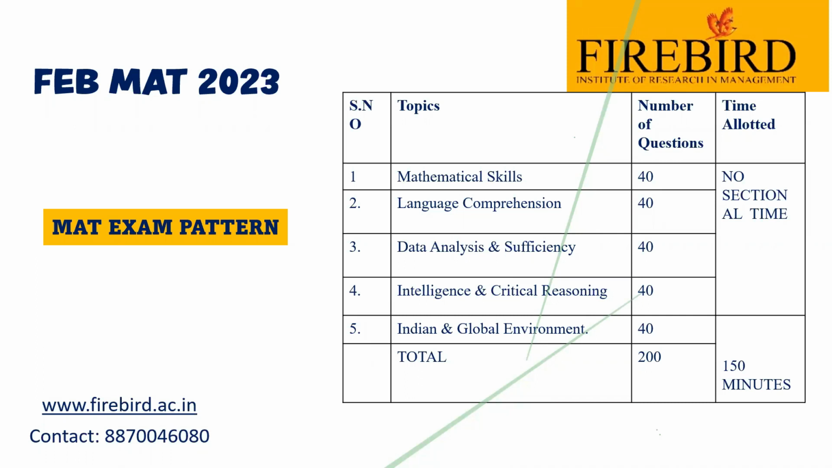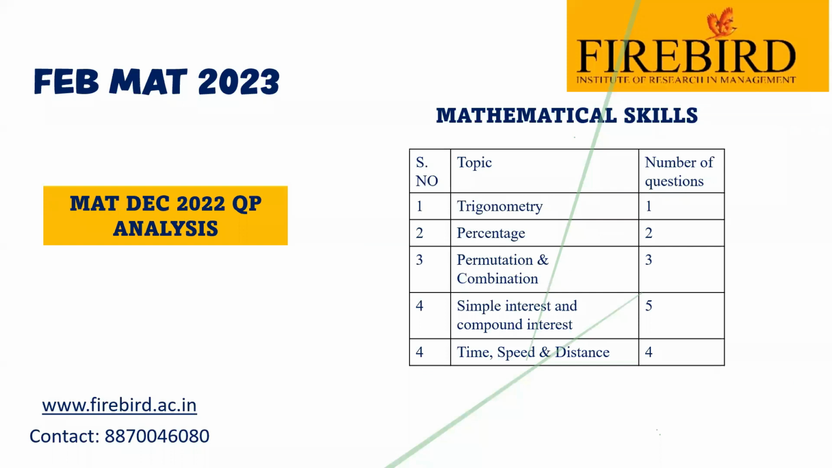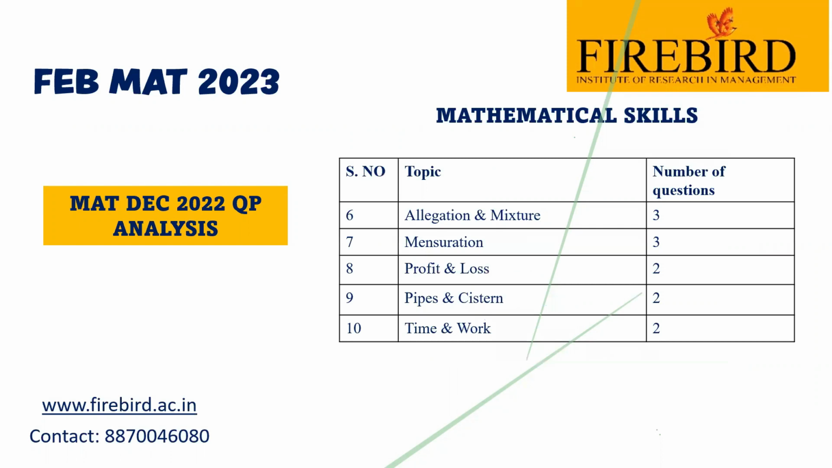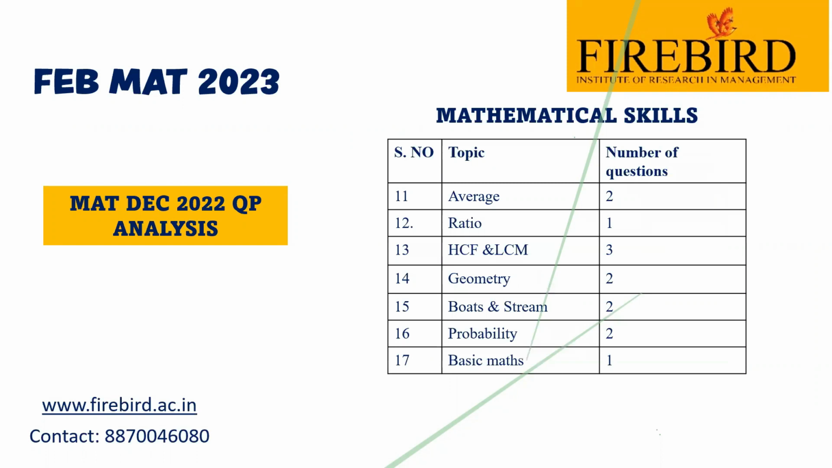Okay, let me first explain the mathematical skills part. In the December 2022 question paper, in mathematical skills, they asked questions based on trigonometry, and they covered all the topics. The thing is, they are asking 40 questions, right? They are asking questions from all the topics. See, trigonometry, percentage, permutation and combination, simple interest and compound interest, time, speed and distance, allegation and mixture, mensuration, profit and loss, pipes and cistern, time and work, average, ratio, HCF and LCM, geometry, boats and streams, probability, basic maths.